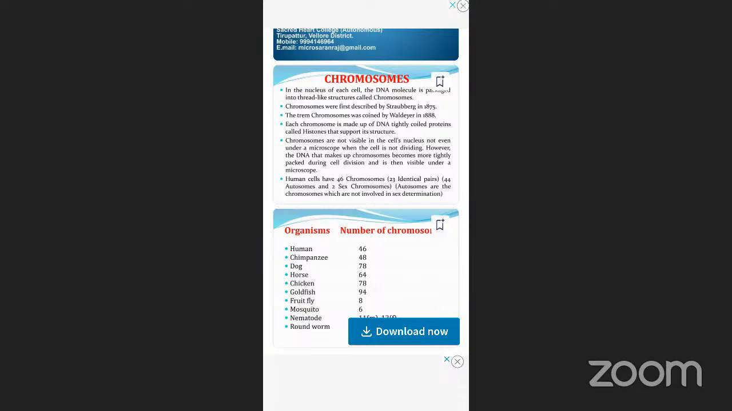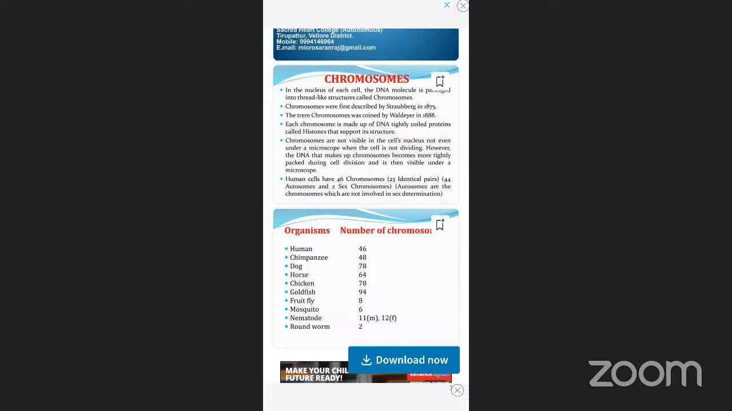The DNA that makes a chromosome becomes more tightly packed during cell division, and it becomes visible under the microscope. They are not directly visible. They are seen under the microscope, especially the electron microscope.